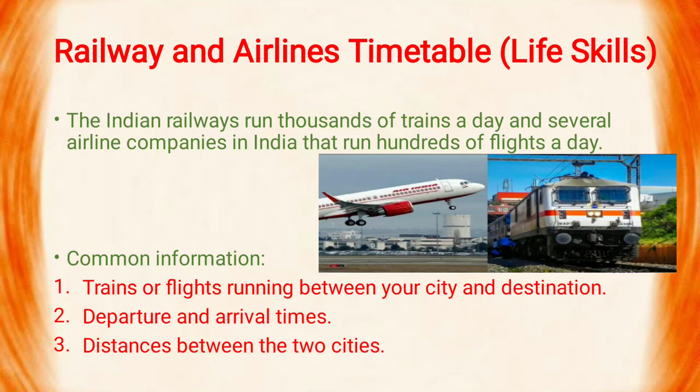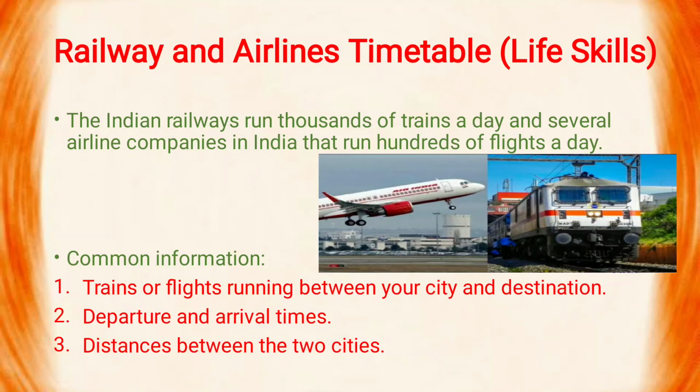The next is railway and airlines timetable. Mostly everyone has traveled in a flight as well as in a train. Normally when we want to go to our native place, we will travel by train mostly. Indian Railways runs thousands of trains a day, and several airline companies in India run hundreds of flights a day. So we have to know some common information.